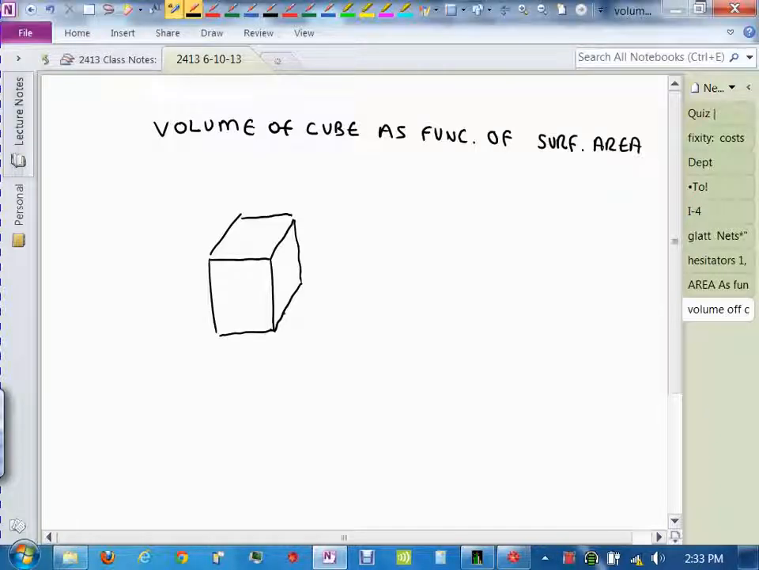All the lengths of all sides are equal, right? So let's label some sides. I heard X. That sound okay with you? X, that means this is X, and that means this is X. And I know the volume of that is what? What's the volume of a cube? X times X times X, so X cubed. That I know.